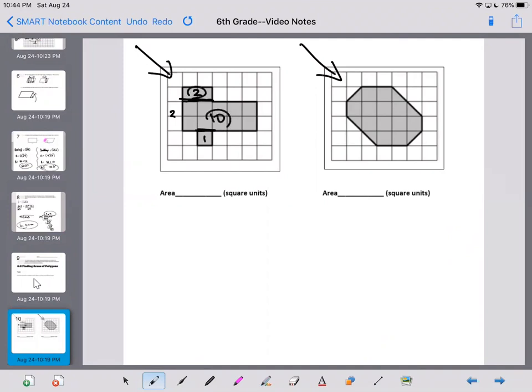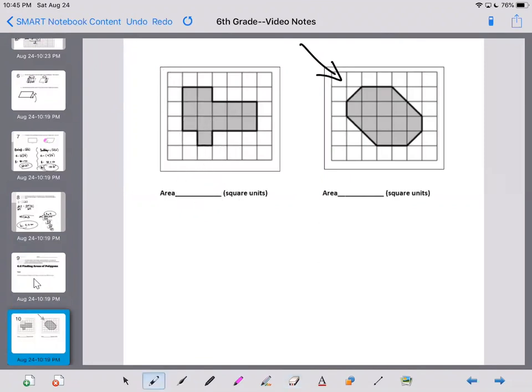Now, certainly the students can count these because they can see it, and they can count, and they would see that that's 10, 2, and 1. That would be 13 square units. That would be one way. Now, erase that, and let's look at another way.